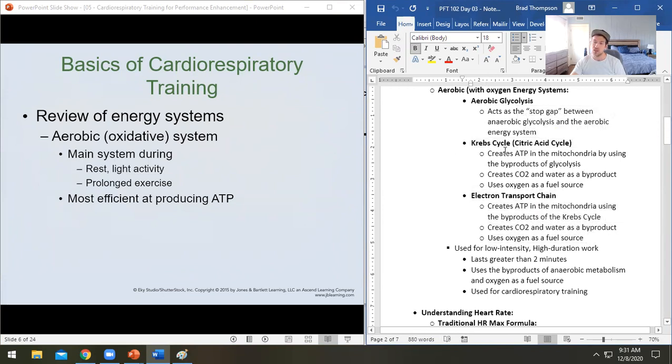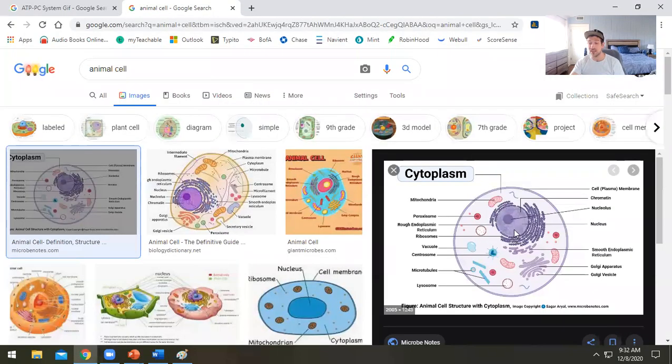Now, the Krebs cycle is going to use those byproducts that we talked about earlier. Remember, during glycolysis, we produced ATP, and we produced this byproduct of lactic acid. Well, that lactic acid is going to go through the Krebs cycle, which is sometimes known as the citric acid cycle. And what that's going to do is produce ATP.